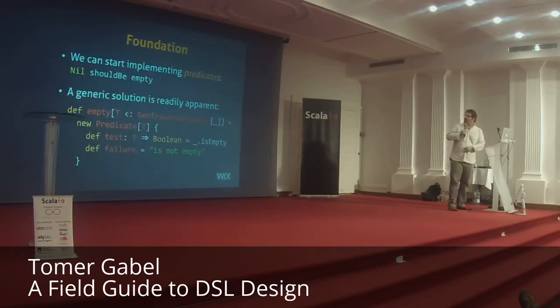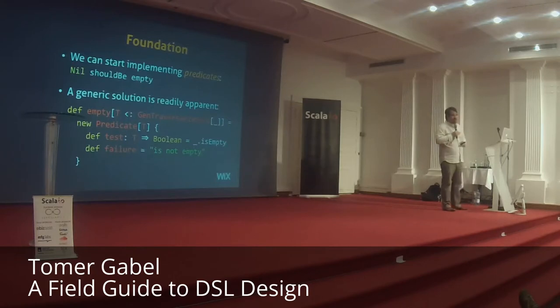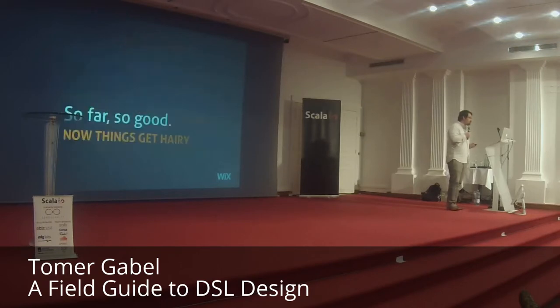We have an empty method that operates over some type T that is a gen-traversable once, and it generates a predicate. The test is simple. We just use the isEmpty method from the gen-traversable once. Our failure message is that the value we get in is not empty. Okay, so this is pretty trivial, and from this point on, things get a little bit more complicated. Not that much more.